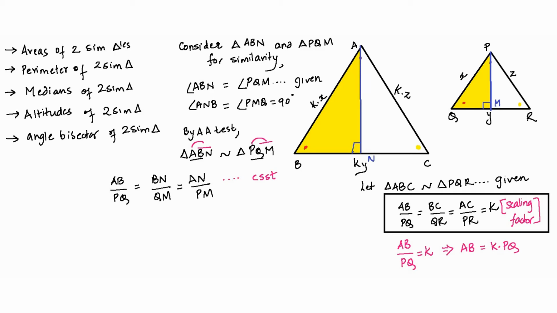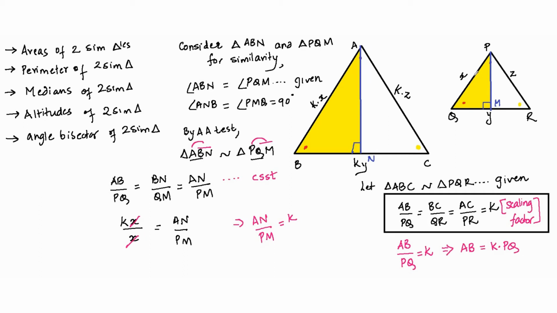Now, let's substitute the values. How much is AB? If you look at the diagram, AB is equal to Kx. And how much is PQ? PQ is equal to x. This equals AN divided by PM. So now x cancels, right? The terms x cancel. This means AN divided by PM is also equal to K. I think that's a very important thing that we have just found out.